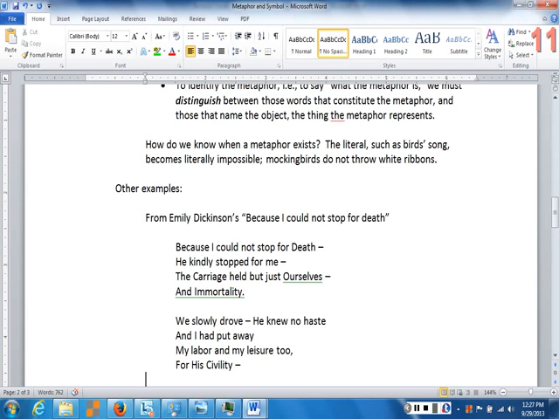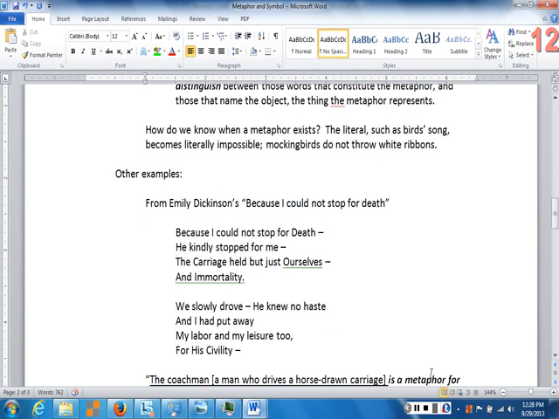And so she writes, "Because I could not stop for Death, he kindly stopped for me. The carriage held but just ourselves and Immortality. We slowly drove. He knew no haste, and I had put away my labor and my leisure too, for his civility." Oh my goodness, what is going on here? How would we describe this?